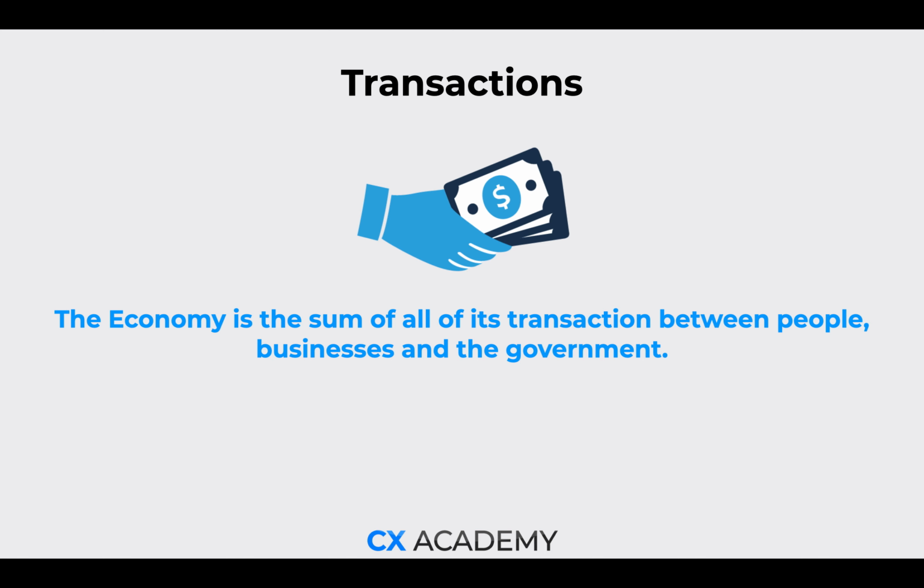Transactions. So the current monetary system, the economy, is the sum of all of its transactions between people, businesses, and governments. Over all markets and all industries within an economy, it all comes down to transactions. And remember, with Bitcoin, that's one of the most important properties of the currency: its transactional properties.